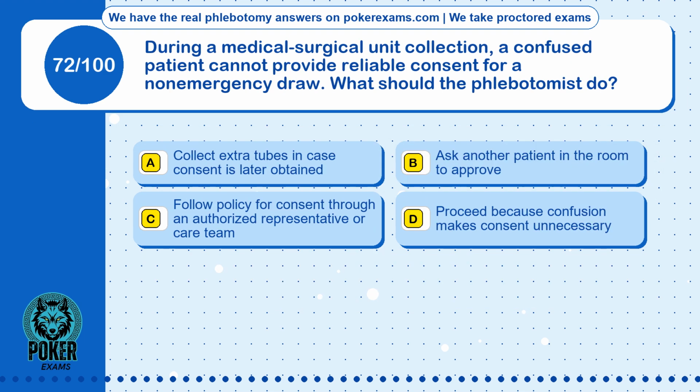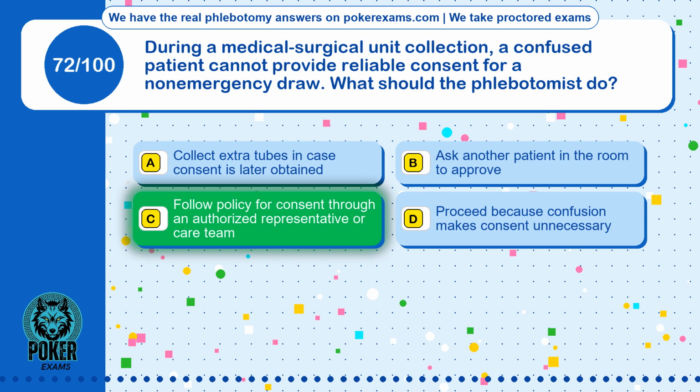Question 72. During a medical surgical unit collection, a confused patient cannot provide reliable consent for a non-emergency draw. What should the phlebotomist do? Option A, collect extra tubes in case consent is later obtained. Option B, ask another patient in the room to approve. Option C, follow policy for consent through an authorized representative or care team. Option D, proceed because confusion makes consent unnecessary.